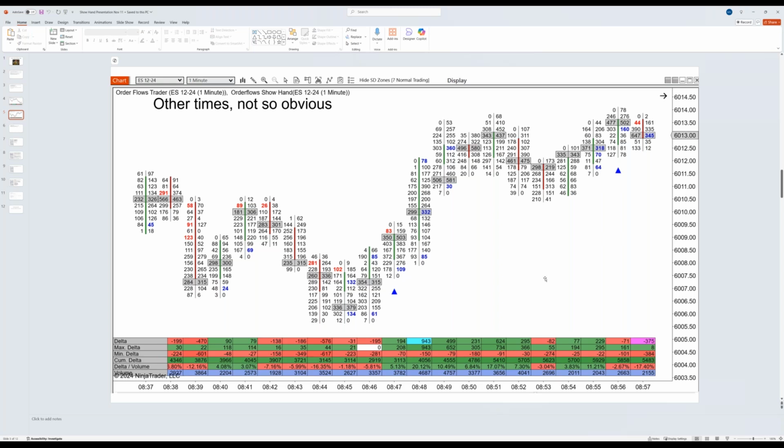It's kind of massaged in there with the normal volume, okay, and what looks like just normal volume coming in, and you might not pick it up. And that's what the Show Hand indicator is designed to do. It's designed to show you, it reads the order flow. You do not need a footprint chart. It is not a footprint chart.